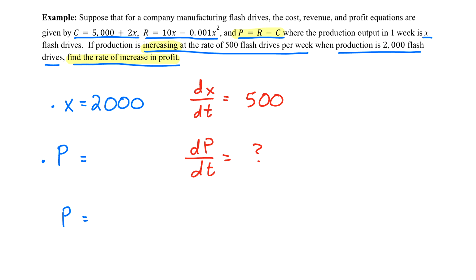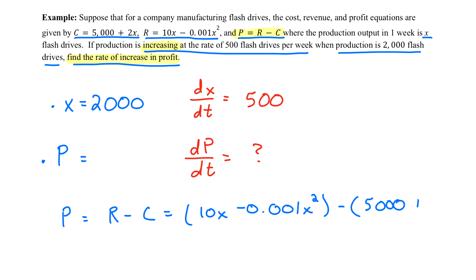So profit is revenue minus cost. So in this case, my revenue function is 10x minus 0.001x squared minus my cost function, 5,000 plus 2x. Remember to use parentheses here because we do want to take this minus sign and distribute that to both terms. You want to make sure we subtract both terms in our cost function. So I usually like to distribute that right away. I'm going to change that to a plus, and then I'll change the signs on the inside of those parentheses.